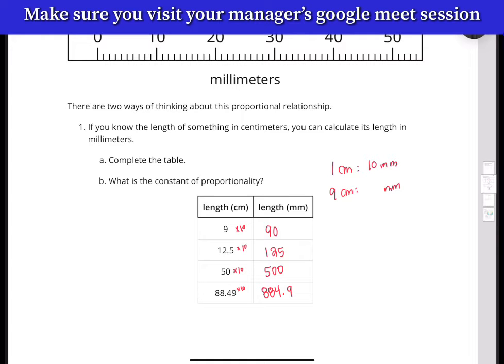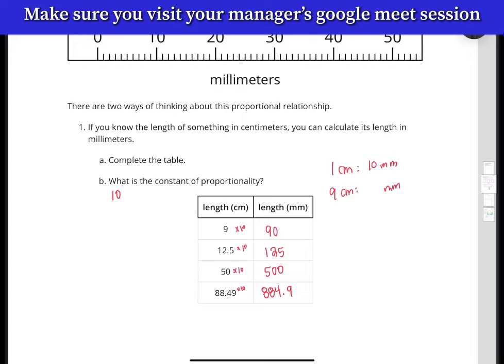Okay? So if I had to determine what is the constant of proportionality, I want you guys to think, what number did I use to help me complete this table? What was the star of the show? What number did I multiply? If you guess 10, you are absolutely correct. 10 would be the constant of proportionality.